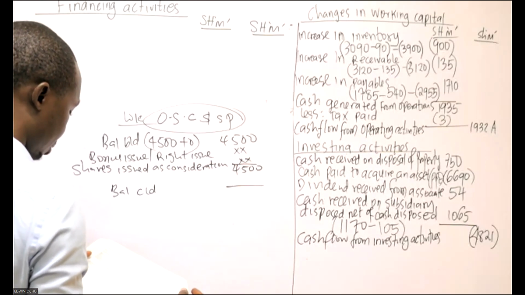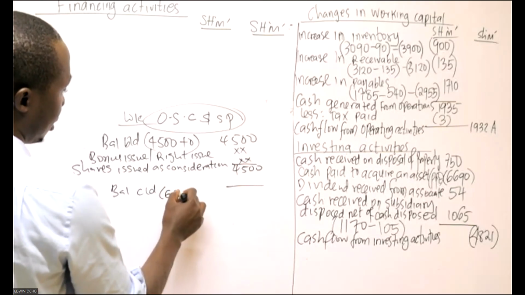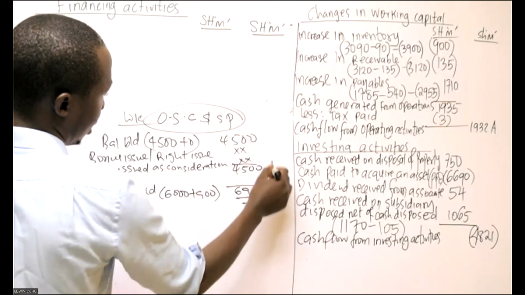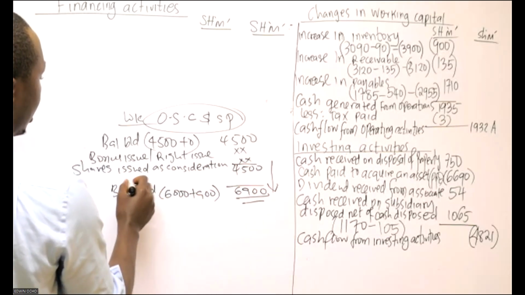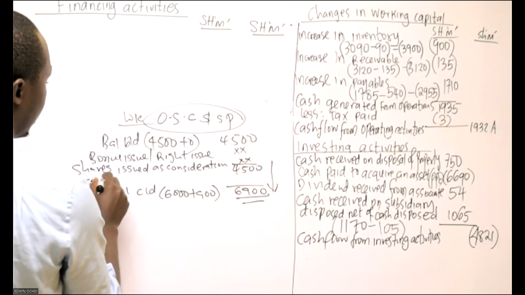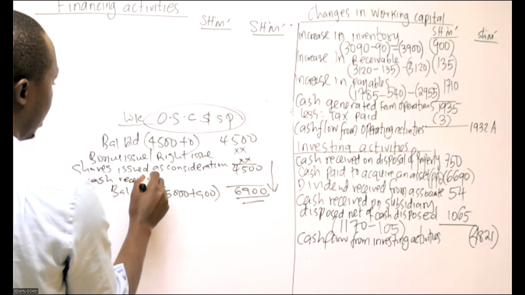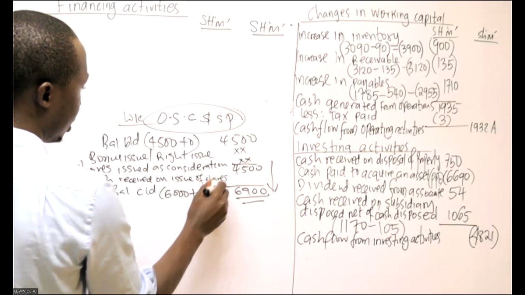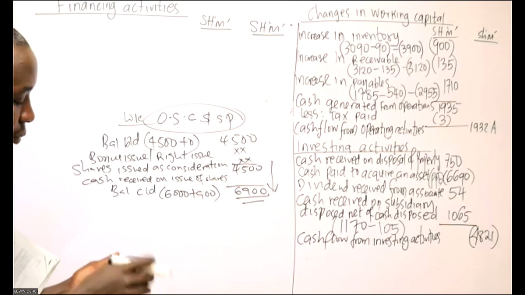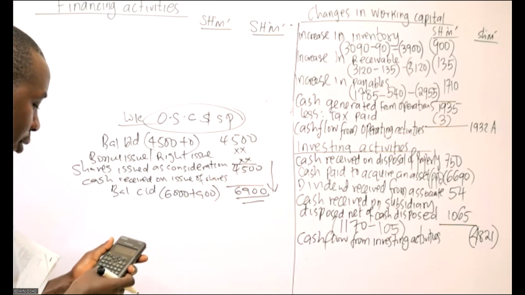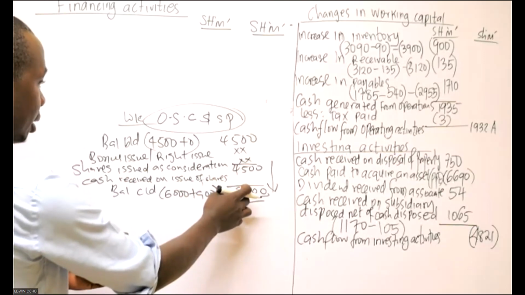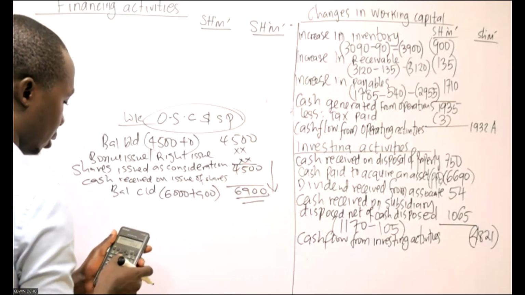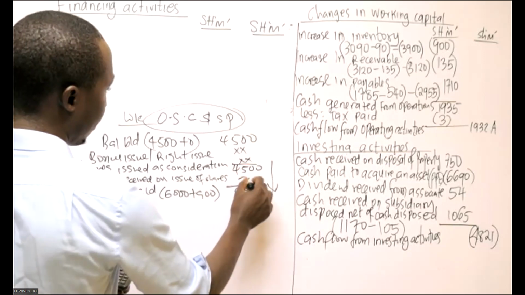Then balance carried down. Ordinary share capital and share premium, 6,000 plus 900, 6,900. So there's an increase, meaning that they received the cash due to issue of shares. So cash received on issue of shares. That is what took place. 69 is why the value increased at the end. They received some money. So 6,900 minus 4,500, so this is 2,400.